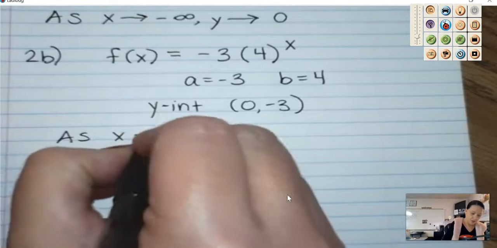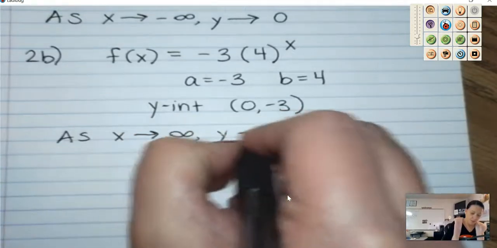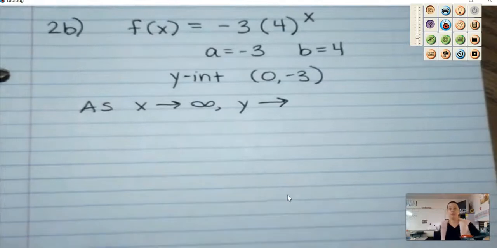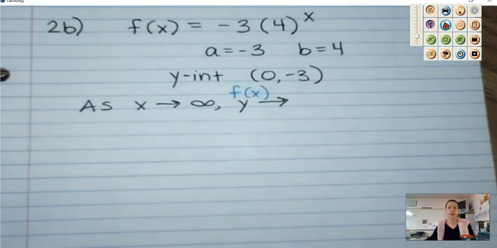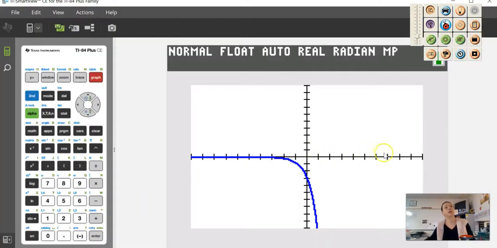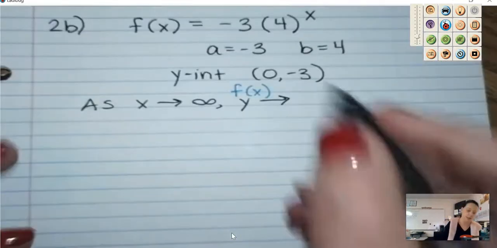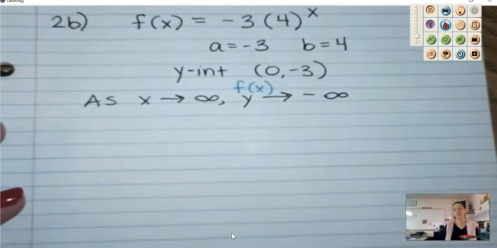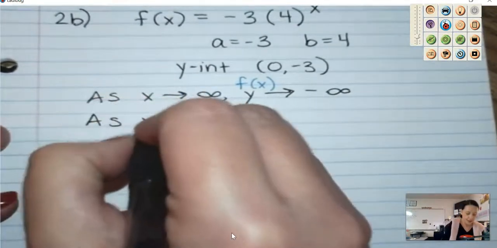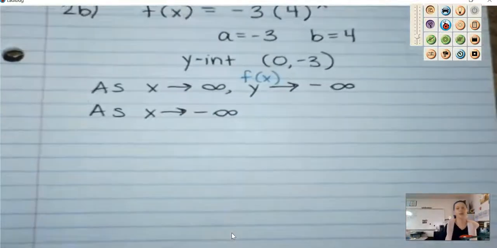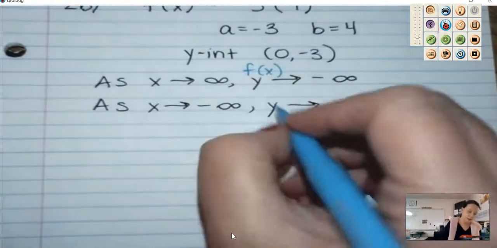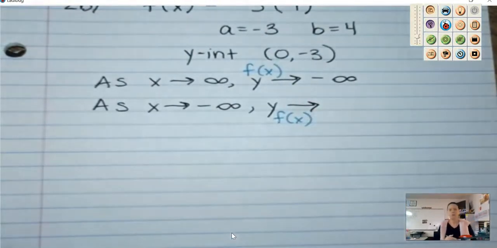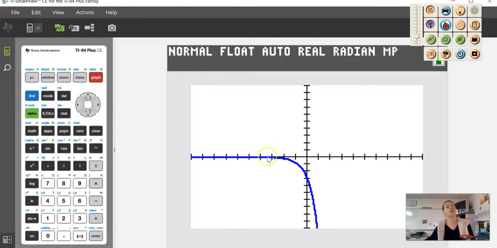As x approaches infinity, the y approaches, and sometimes instead of saying y, it'll say f of x approaches, same thing. As the x values got bigger, the y values start dropping, and it's going to keep dropping forever. So it's going to get close to -infinity. And then as x is getting smaller, as it's getting closer to -infinity, the y values are getting closer and closer to just 0.